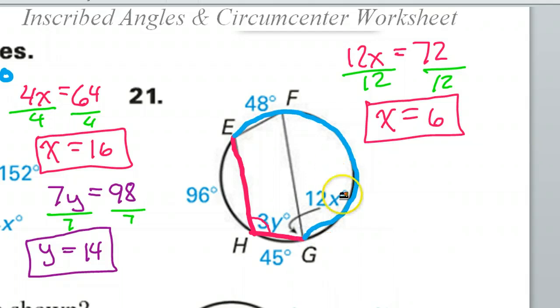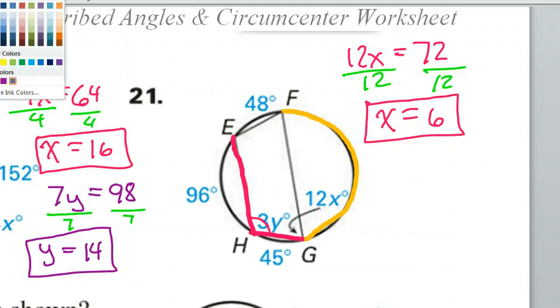Alright, look, there's something that we need to do first. We were given every arc of this circle except for arc FG. So I guess I should probably find that before I do anything else. So it looks like we're going to need arc FG. So focus your eyes on this orange arc. Now we have the 45, the 96, and the 48. We have everything except for FG.